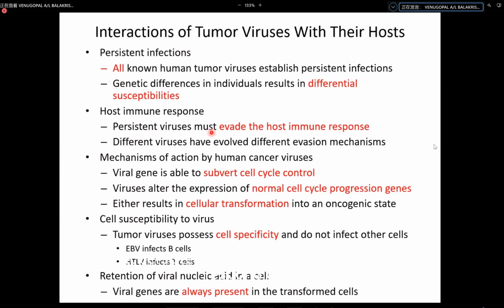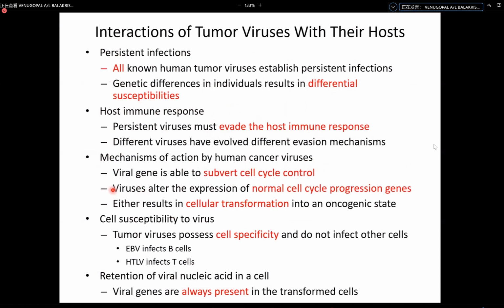So, a persistent virus must evade the host immune response. Why I put 'evade' here is that all hosts have immune surveillance, like your CCTV, your access card, and so on. With that, the virus must make sure that it evades and doesn't get engulfed or eaten by macrophages and so on. So they have managed to do that. Different viruses have evolved different evasion mechanisms. Like EBV has a different mechanism to evade, and HPV has a different mechanism. So all of them have different mechanisms. As for the mechanism of action by the viruses, how they act: viral genes are able to subvert cell cycle control.